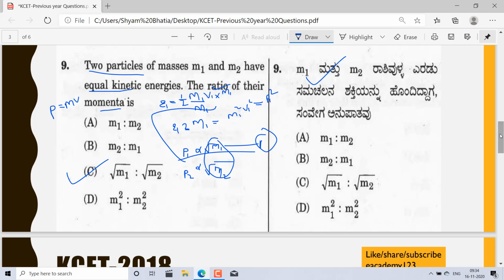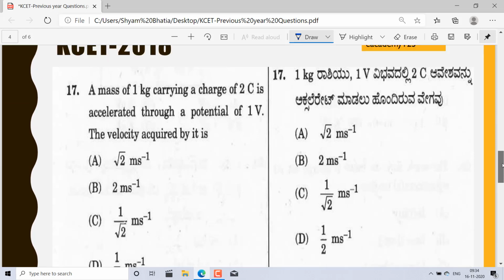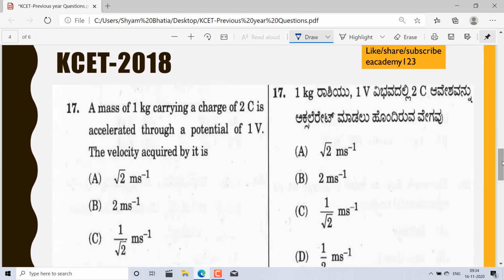But until and unless you prepare for it, it's not simple, because if you don't know who the president of India is, or who the prime minister is, then it's a fact that you have to know.